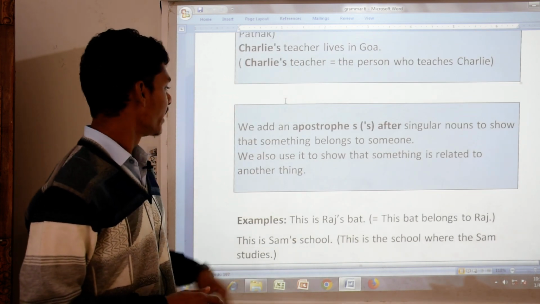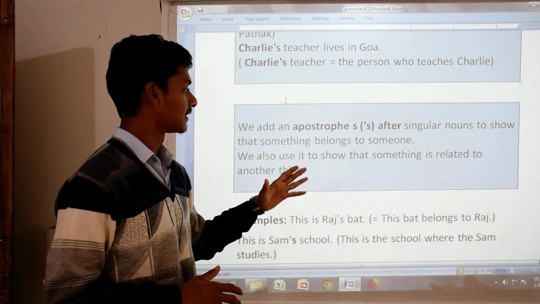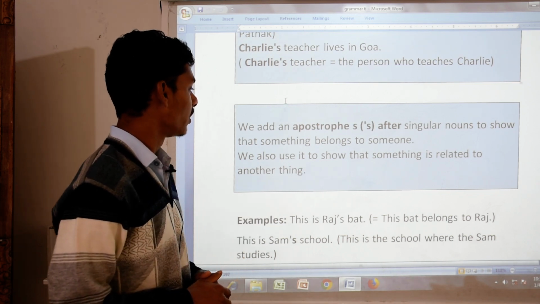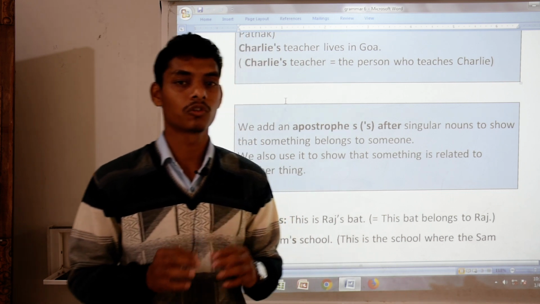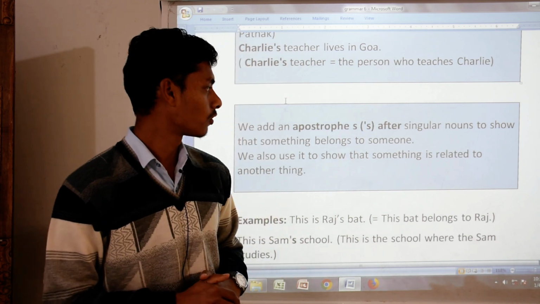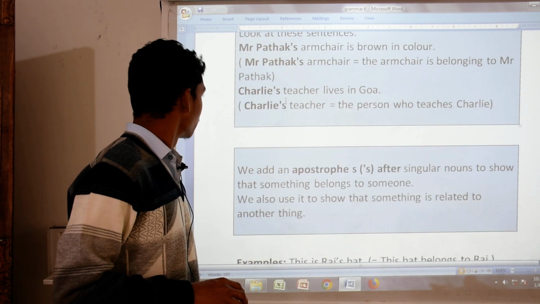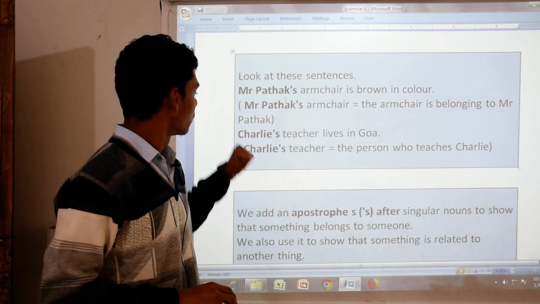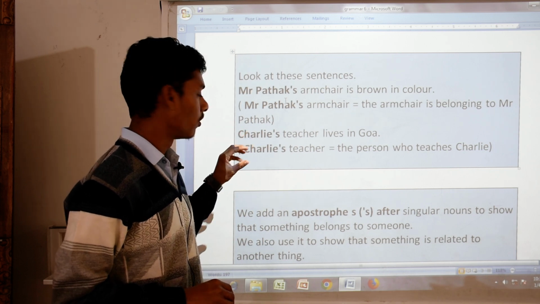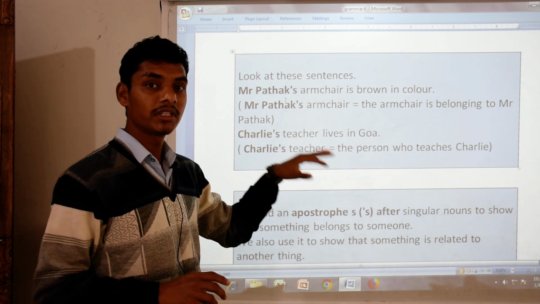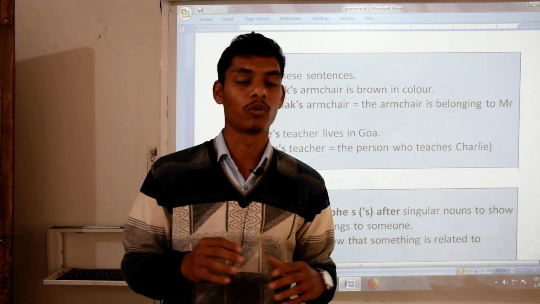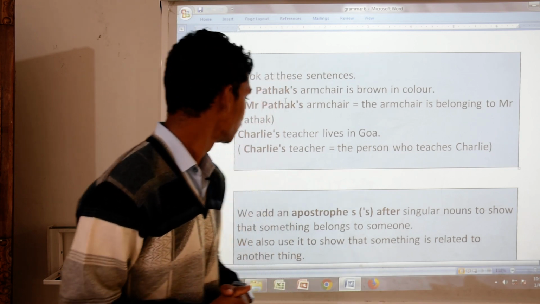Next, we add an apostrophe S after singular nouns to show that something belongs to someone. We use the apostrophe after a singular noun, not after a plural noun. You can see here Charlie's. After Charlie we use the apostrophe, the sign of belonging, and after that we use S. So this is used with a singular noun, not a plural noun. With a plural noun it will be different.